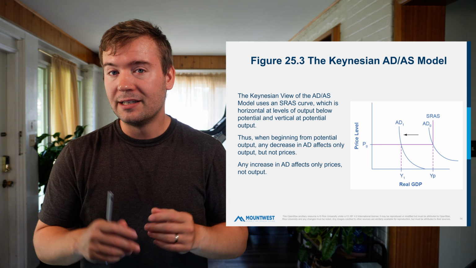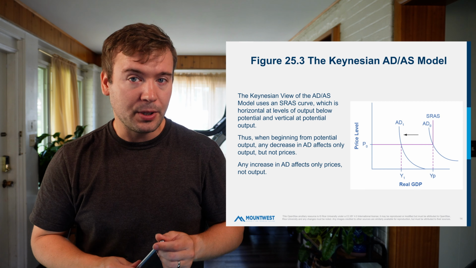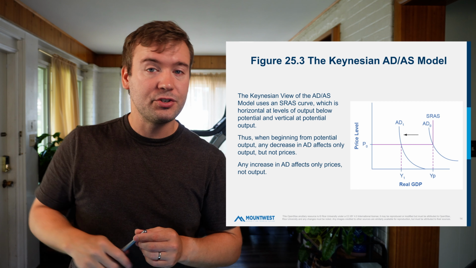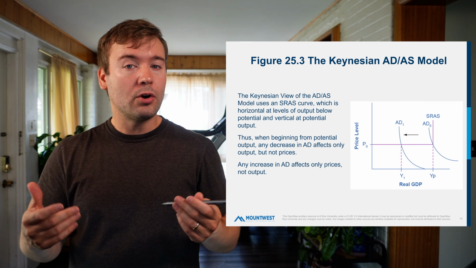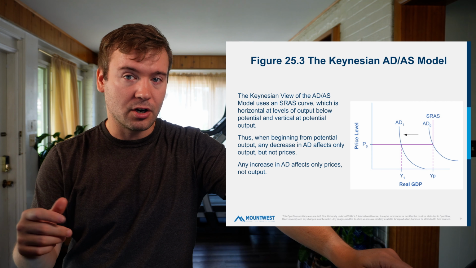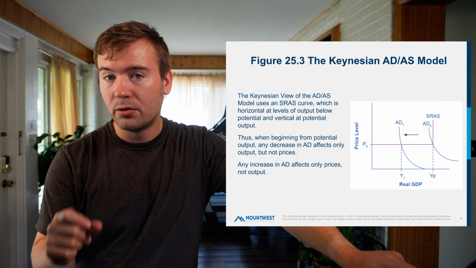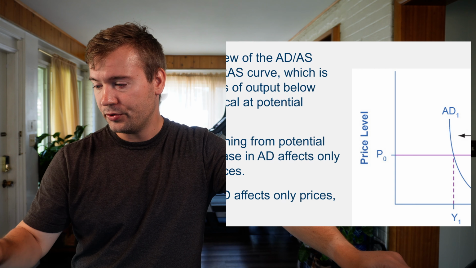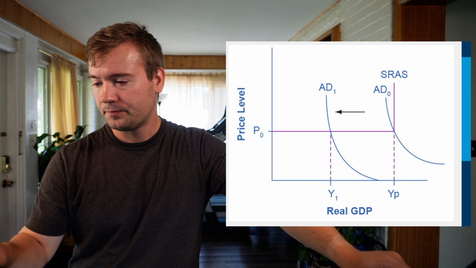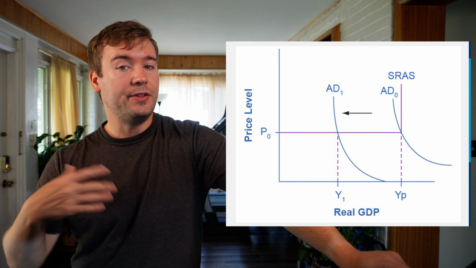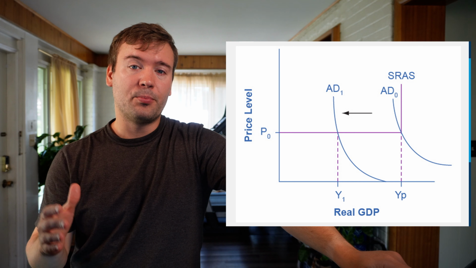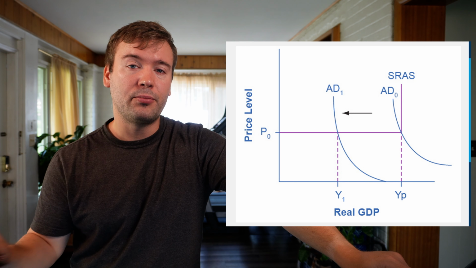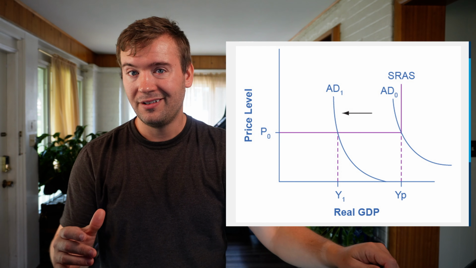To illustrate this, let's look at the Keynesian ADAS model. This model is a slightly different view of the aggregate supply that you might have seen in other economic schools of thought, which we're going to talk about more in the next chapter. But in the Keynesian view, the short-run aggregate supply, or the SRAS curve, is depicted as horizontal at levels of output below potential GDP. Let me zoom in here so you can see that a little bit better. There we go. So this means that when the economy is operating below its full capacity, changes in aggregate demand primarily affect output levels, not prices.